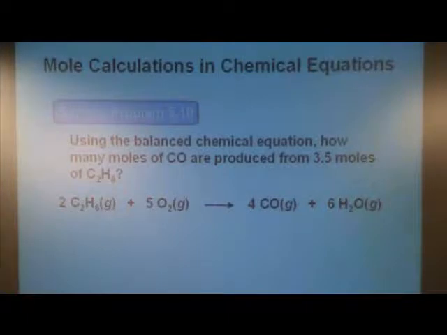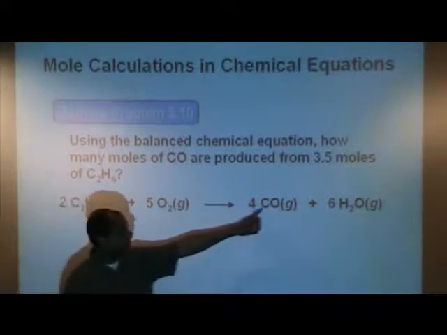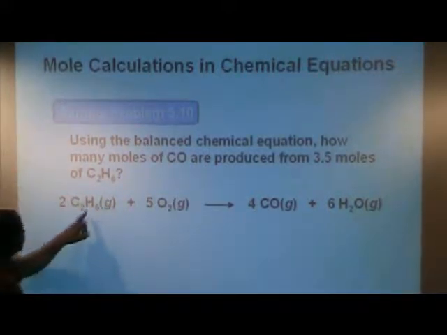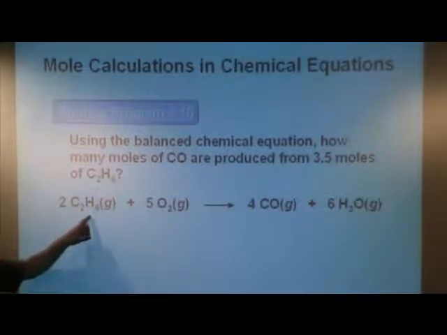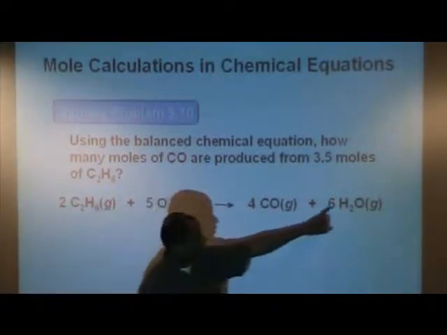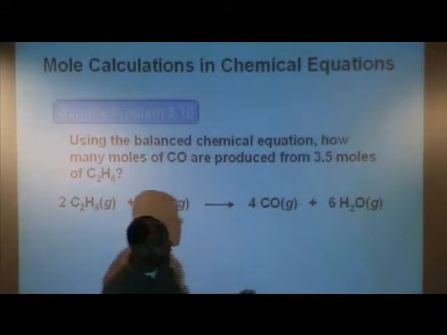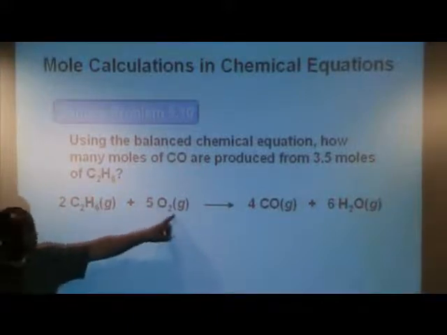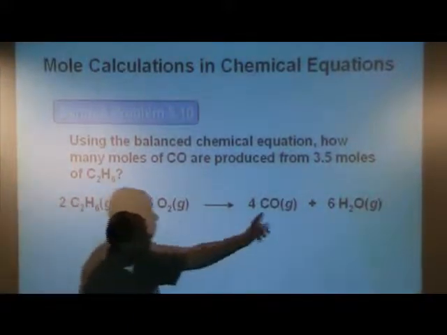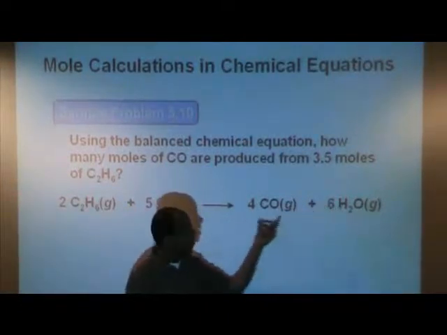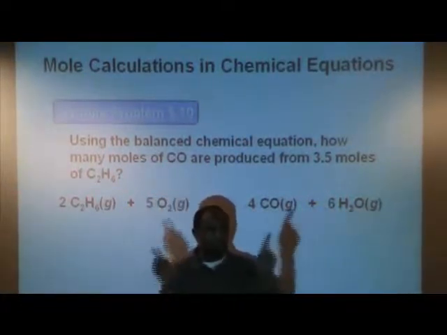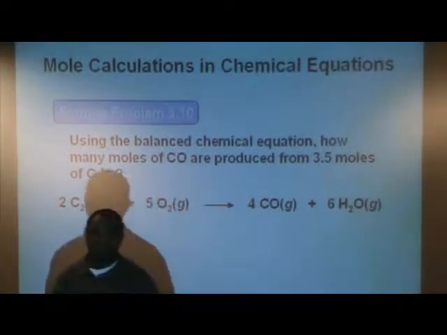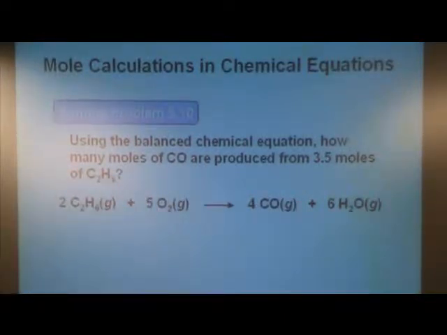How do I know? How many carbon do I have? 4. How many hydrogen do I have? 12. How many oxygen do I have? 10, 5 times 2 is 10. On the product side, I have 4 oxygen here and 6 oxygen here, altogether it gives me 10. So it means that the equation is balanced.